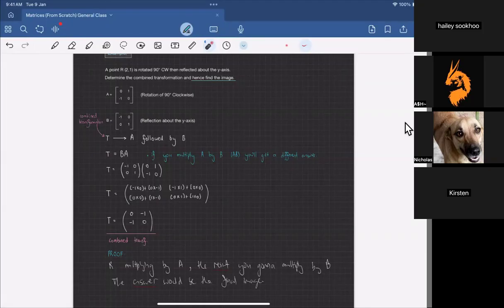Okay, cool. Here's what to do now. Instead of having to multiply in two parts to get your answer, you could just multiply by the combined transformation. So I want you to try multiplying by the combined transformation. You should also get minus one, minus two, because they mean the same thing.